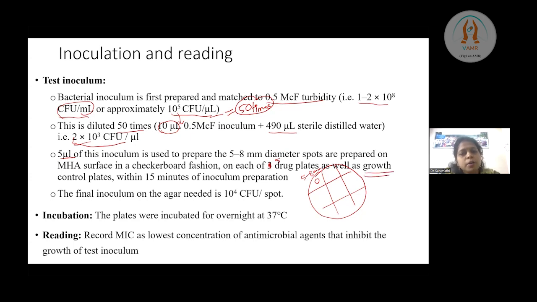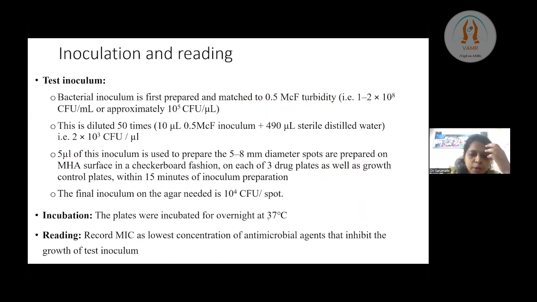Growth control is very important. For all the isolates you are testing, growth control also has to be included. Only if the growth control organism is growing can you go on to evaluate the other plates. If there is no growth in the growth control itself, you should not read the other plates. And a very important thing: within 15 minutes of inoculum preparation, you have to make the spot on the MHA plate, whichever drug plates you have prepared.